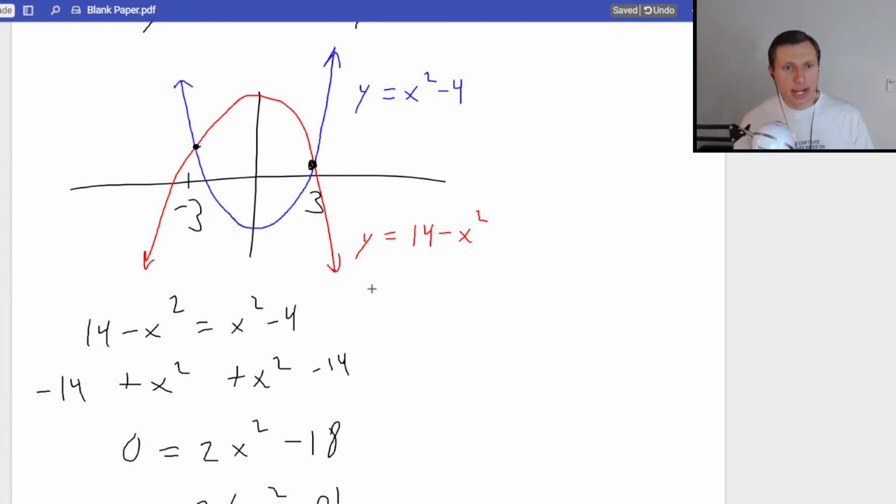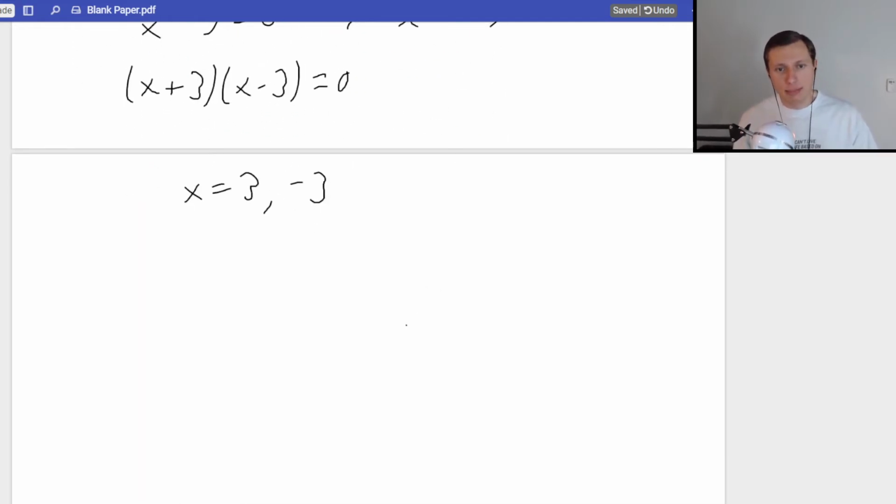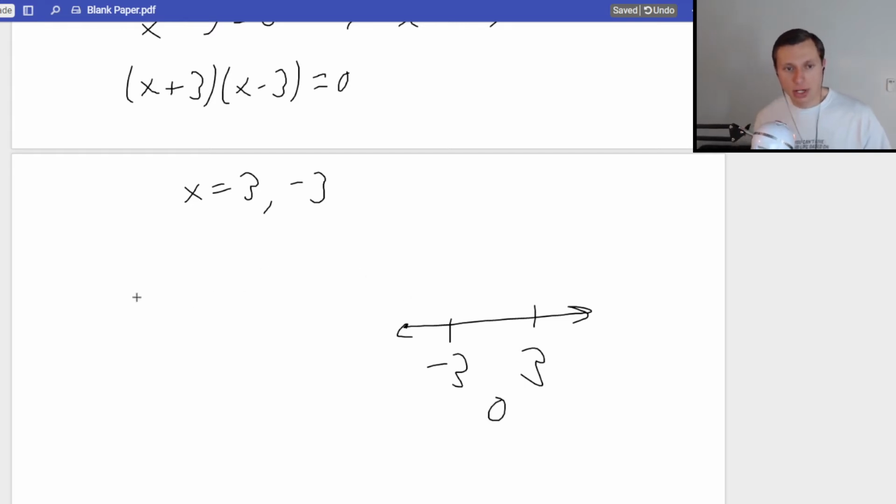But what would I do if I had no idea? Again, make a number line. Here's negative 3, here's positive 3. In this case, there's only one region we care about, between negative 3 and positive 3. So you need to pick a point between those two numbers. The easiest one is obviously 0, and you plug it into both functions, y equals 14 minus x squared and y equals x squared minus 4.